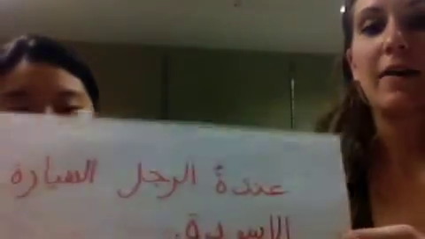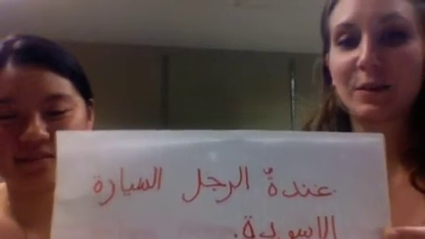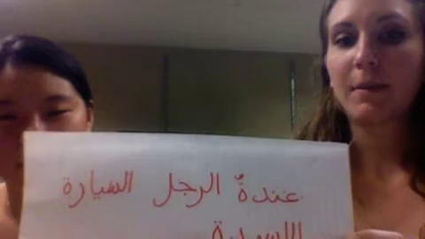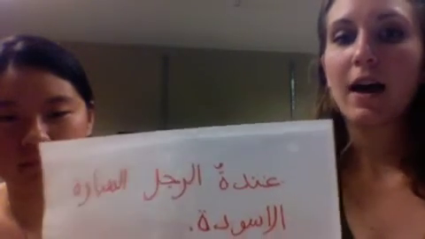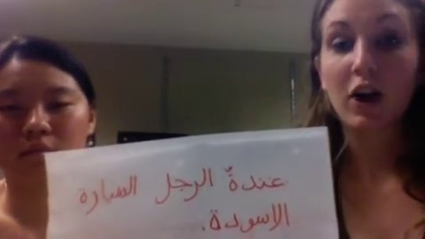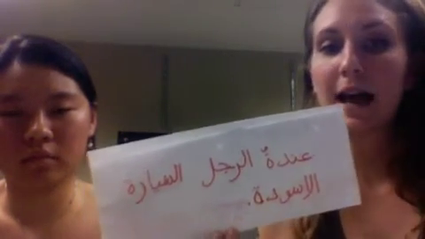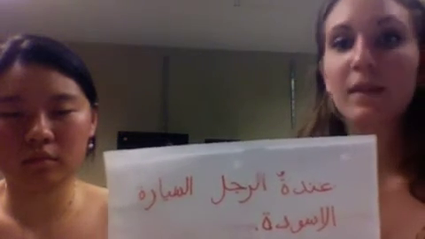The last linguistic tool we're going to talk about is noun-adjective agreement. Basically, an adjective must agree with the noun in gender, number, definiteness, and case. So in our example sentence, we have indahu al-rajul al-sayara al-aswada. So that means the man has the black car. And so el-sayara is our object, and the adjective describing it is al-aswada, and they agree in definiteness. They both have an al. In gender, they both are feminine. In number, they both are singular.